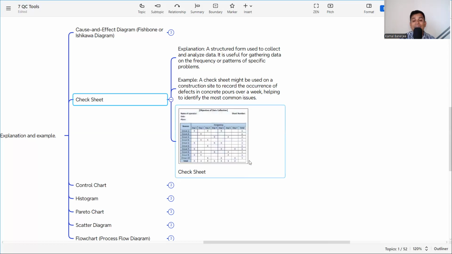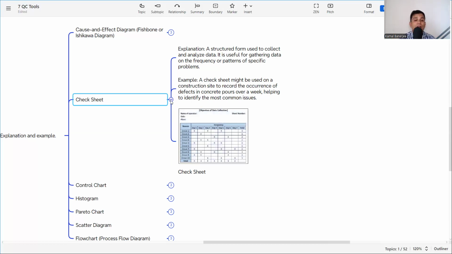Maybe we'll find out that on day 7 we are getting more cracks. And on day 7, why is it making the cracks? Maybe we'll find out the environmental condition is windy and the temperature was high, so that is why we are getting more cracks. In this way, in the check sheet, we can collect the data, we can analyze the data, and we can find out the root cause.